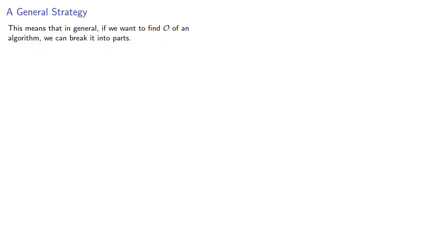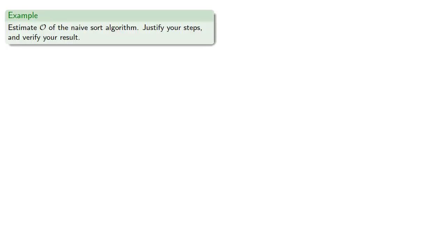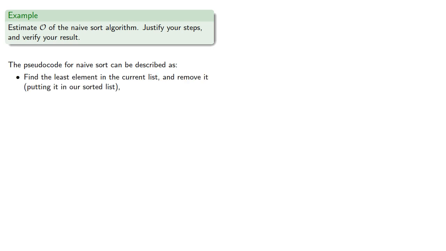This means that in general, if we want to find big O of an algorithm, we can break it into parts, find suitable big O for each part, and combine them. Let's estimate big O of the naive sort algorithm, justify our steps, and verify our result. The pseudocode for naive sort can be described as: find the least element in the current list and remove it, putting it in our sorted list, and repeat for all elements.